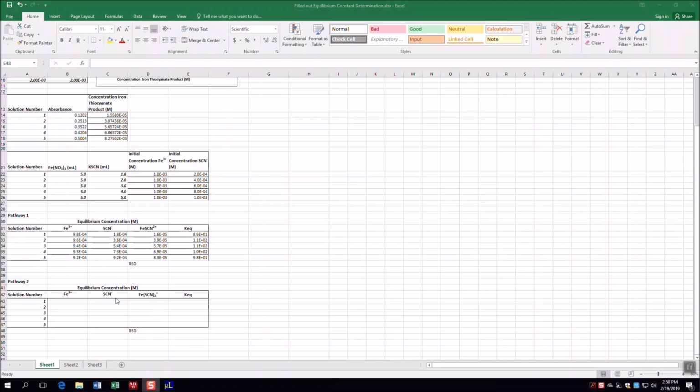So one thing I want to point out to you is that when you perform this math in class for pathway 2, it's important to keep in mind that the SCN in pathway 2's equation is using 2 SCNs. So when you subtract out the concentration of the iron thiocyanate from the initial concentration, you need to make sure you're subtracting 2 times the iron thiocyanate, because you're going to need 2 thiocyanates for each of these products. And also keep in mind that means when you actually calculate the KEQ, you'll need to square the concentration of the thiocyanate in that answer.